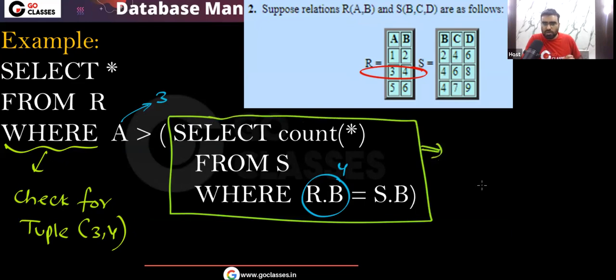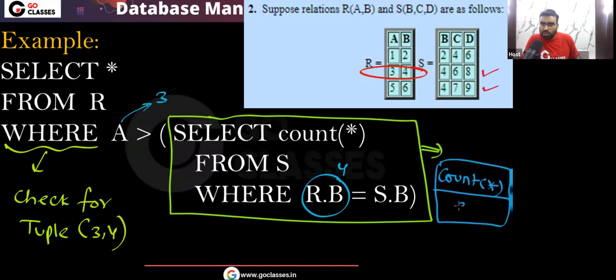What is the output? You can see from S, where R.B equals S.B, where S.B is 4, these two tuples will pass. So the count star value is 2. Now you tell me, is 3 greater than 2 or not? Yes, 3 is greater than 2. So this tuple has passed.